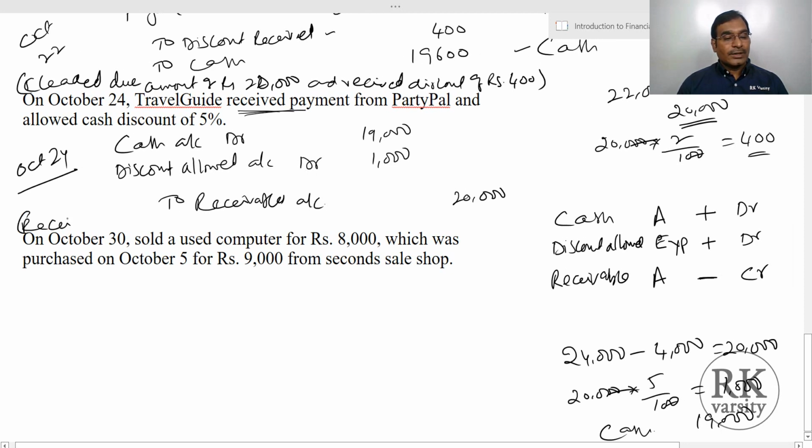So received rupees 19,000 cash and allowed rupees 1,000 discount to Mr. or Mrs. Party Paul. So this is a narration.